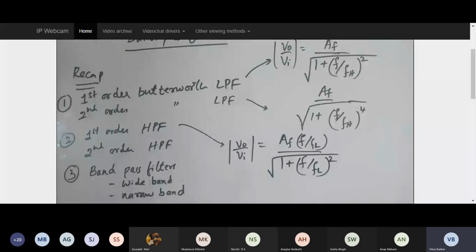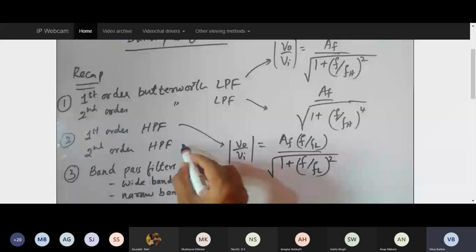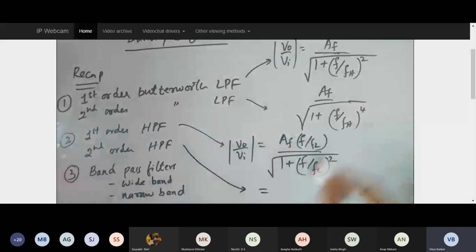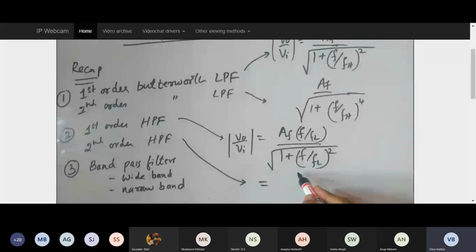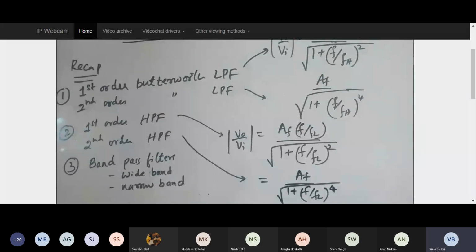Similarly for the second order, there is a small change. This F by FL in the numerator won't be present. Only it is present in the denominator. So AF divided by 1 plus F by FL, to the power of four. So this will be the high pass filter's second order. So remembering these equations is also very handy.